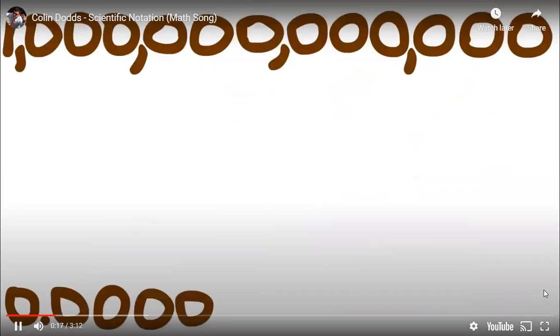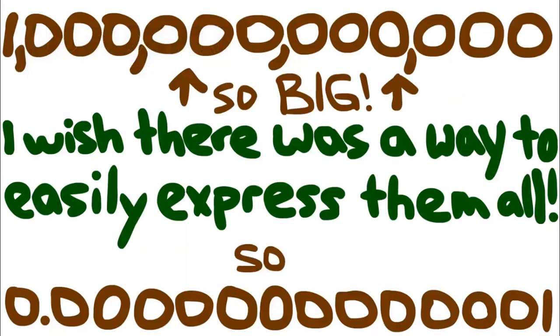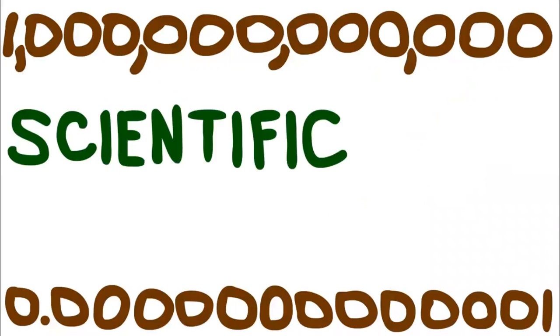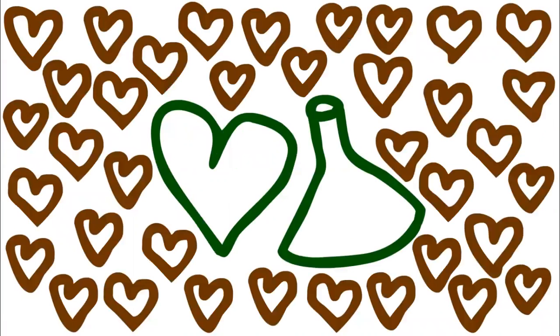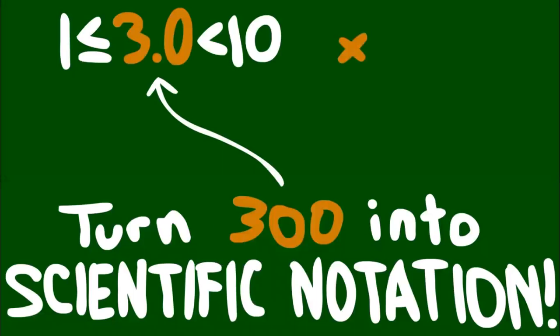Some numbers are really big, some numbers are really small. I wish there was a way to easily express them all. Hey, I found there's an easy way to show extreme scientific play. Scientific notation does it easily. And now I love science more than I ever did before, can't you see? And math. Express your number so that it's more than one, but less than 10. Take that number and multiply it by 10 to the proper exponent.